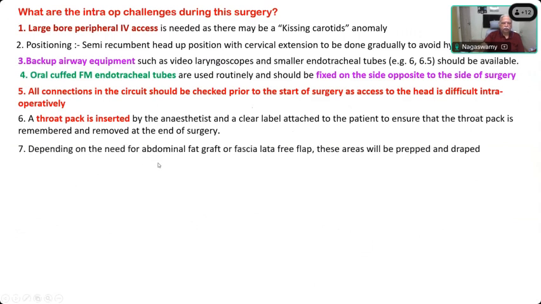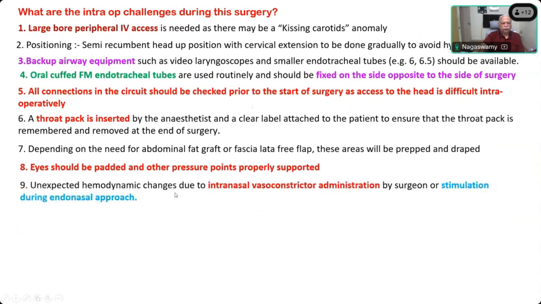Depending upon the need, supposing some dural injury occurs and there is a CSF leak, they may immediately, at the primary stage itself, put a fat graft or a fascia lata graft. So these areas are also prepared and draped. And eyes should be padded and other pressure points properly supported.